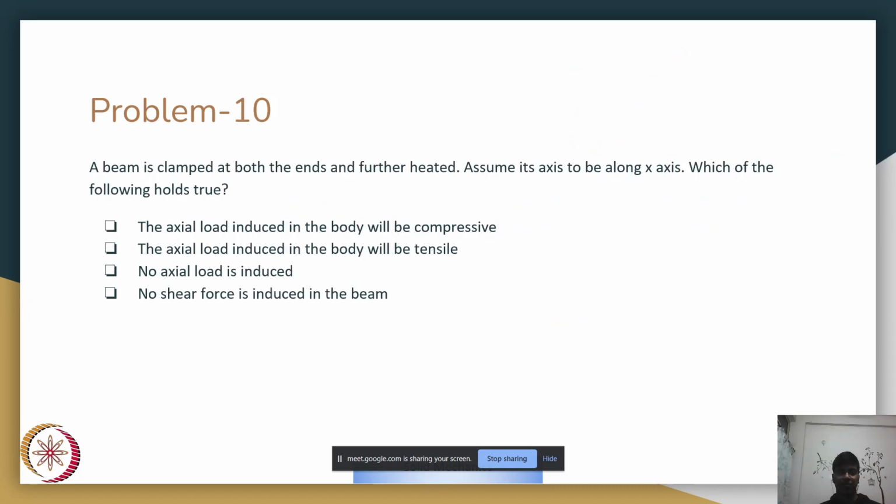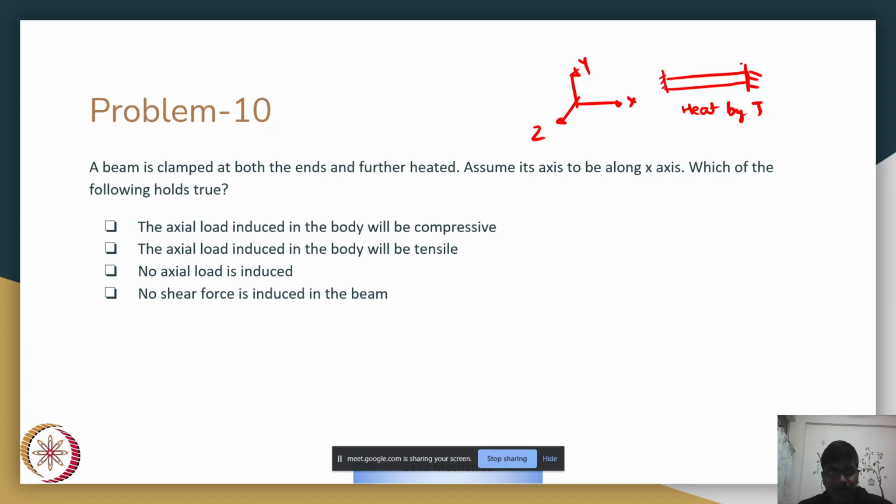Okay, the last problem for the day. A beam is clamped at both ends. So this is our beam. We'll clamp it at both ends, and then we'll heat it. So again, heat by T. Again, they are told the same thing. Assume axes along X, Y, and Z. And we are asked which of the following holds true.